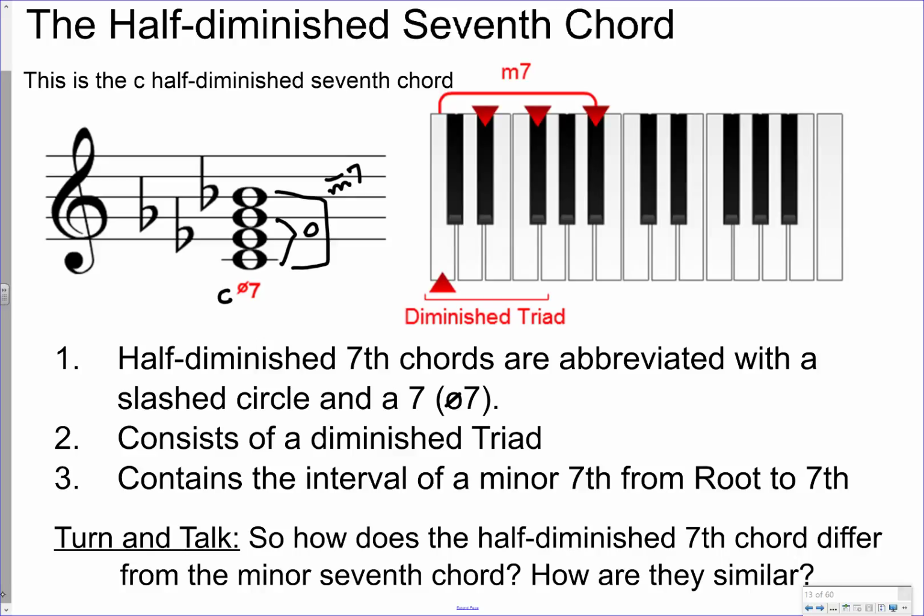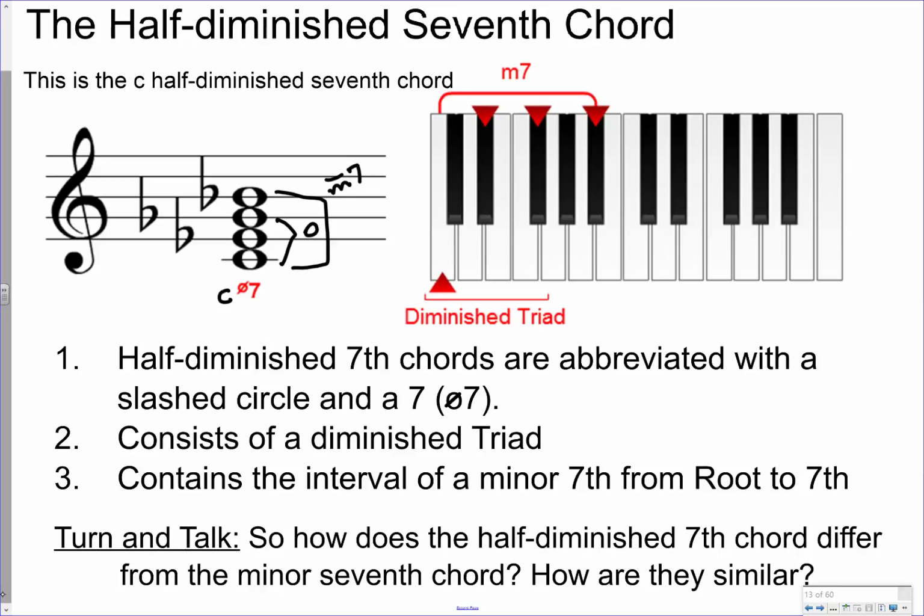So hopefully you determined that the only difference between the minor seventh chord and the half-diminished seventh chord is the interval of a fifth. The fifth is lowered a half step, and that's what differs. So if we look at our example up here, we have a C, E flat, G flat, B flat.